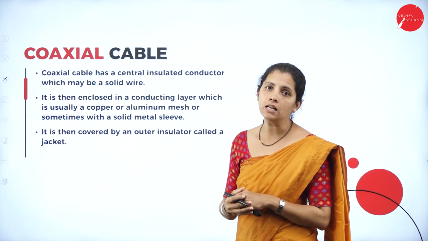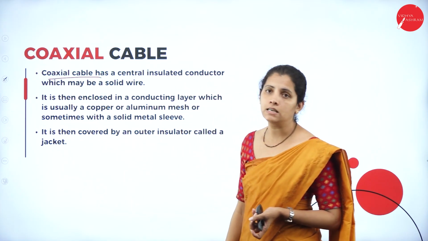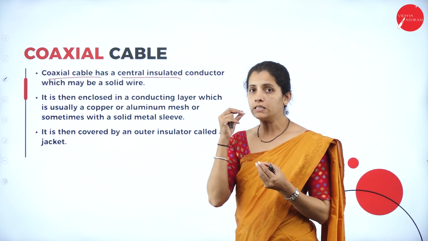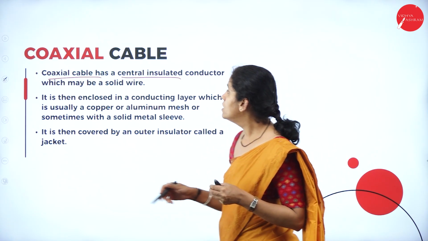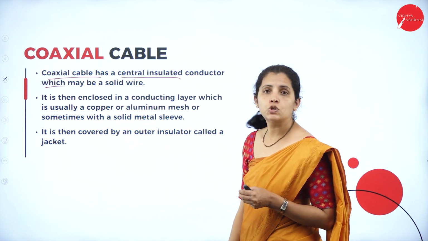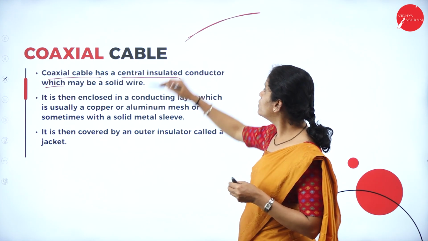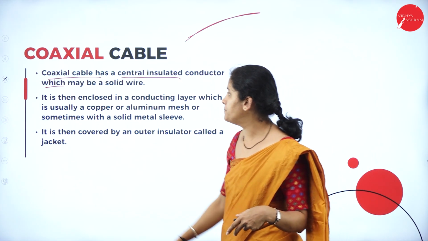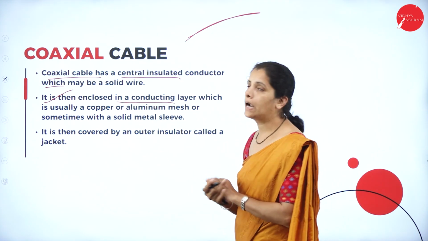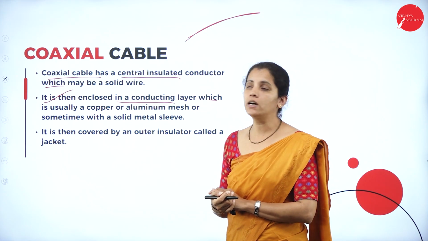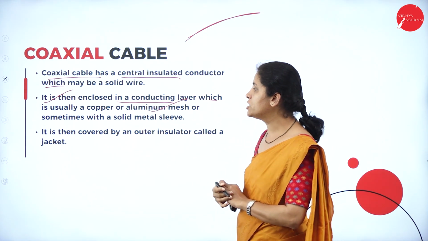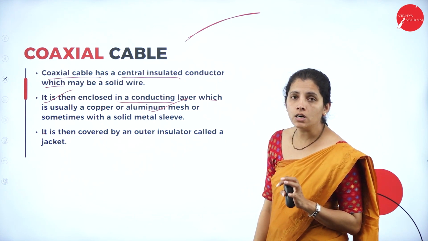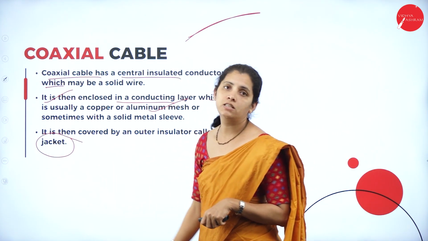That is coaxial cable. So coaxial cable has a central insulated conductor, which may be a solid wire. So we have one copper wire and that is covered by protective jackets. It is then enclosed in a conducting layer, which is usually a copper or aluminium mesh and sometimes a solid metal sleeve. It is then covered by an outer insulator called the jacket.